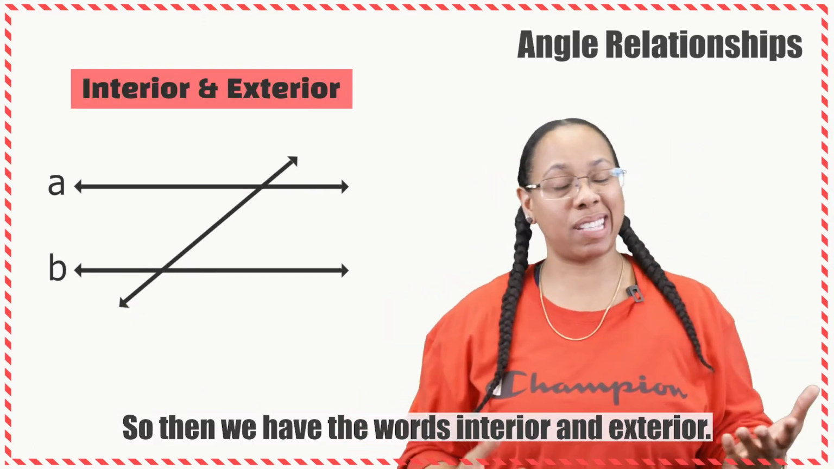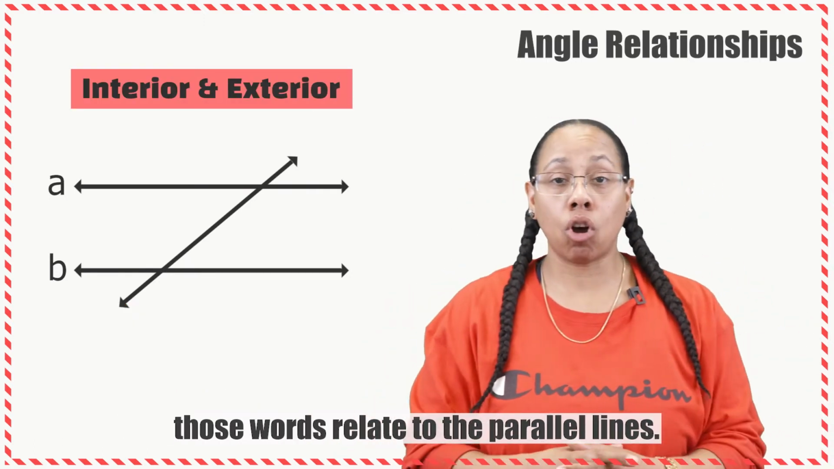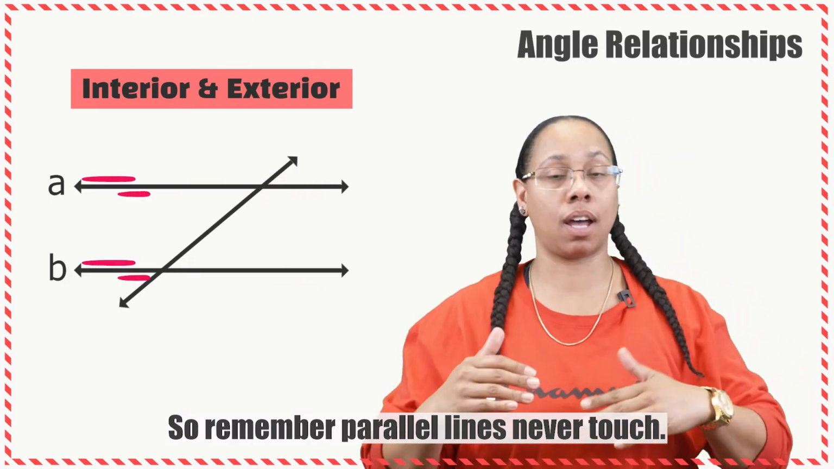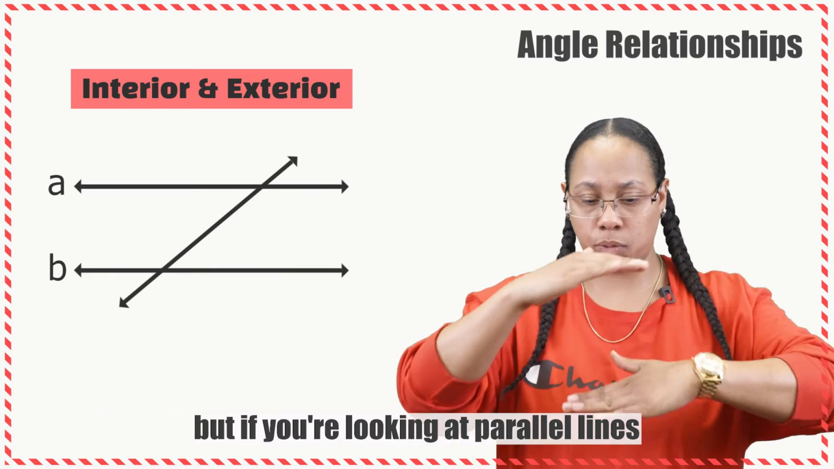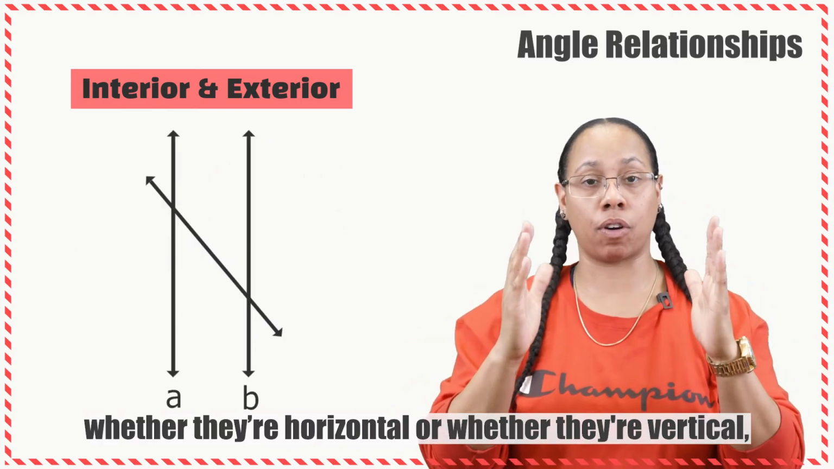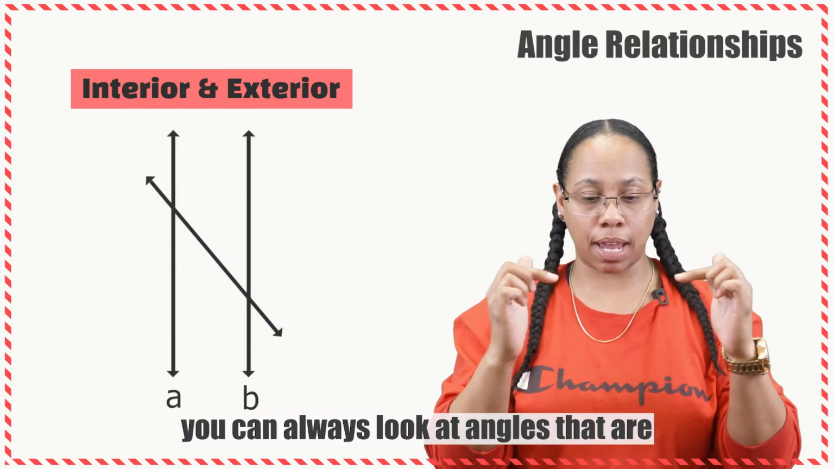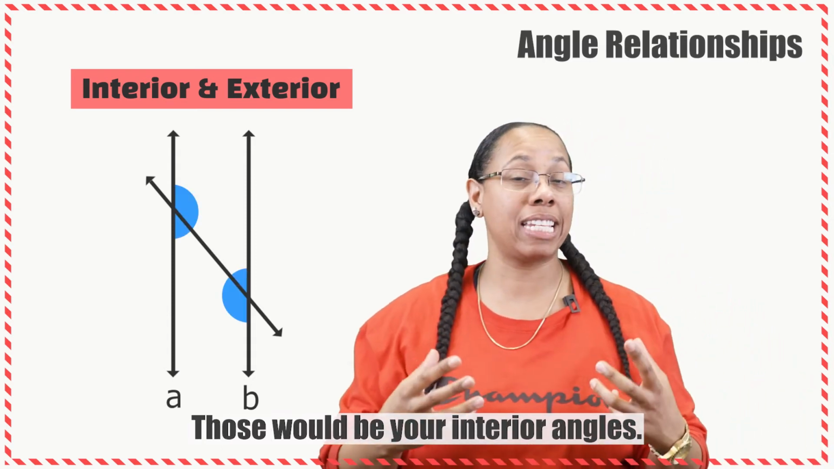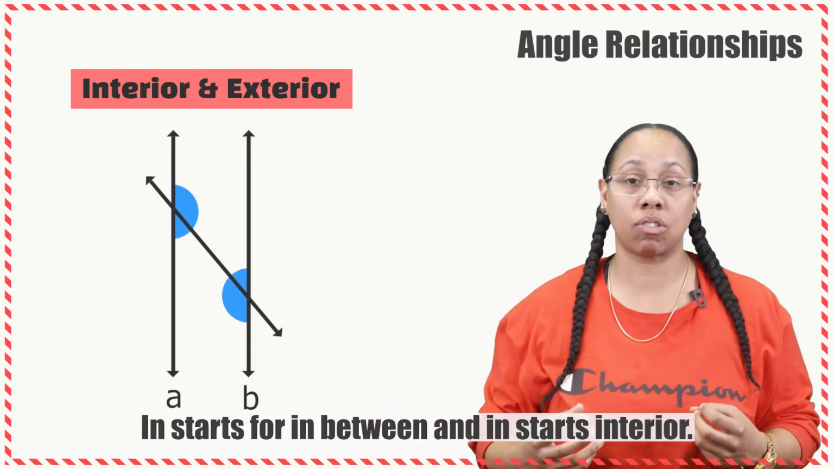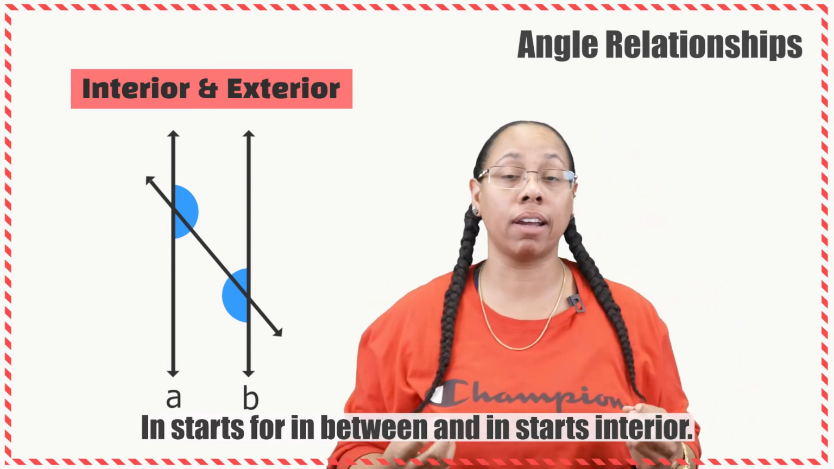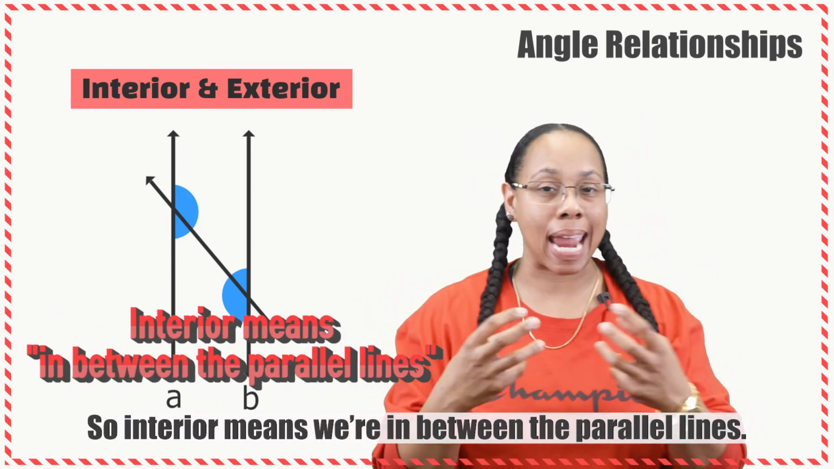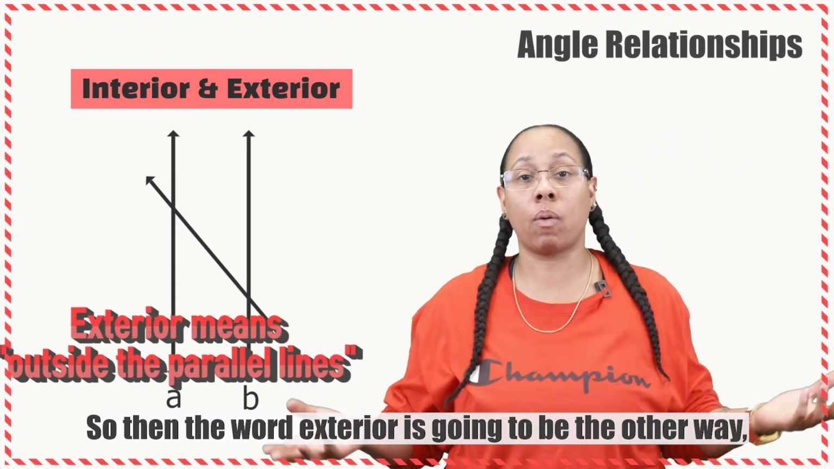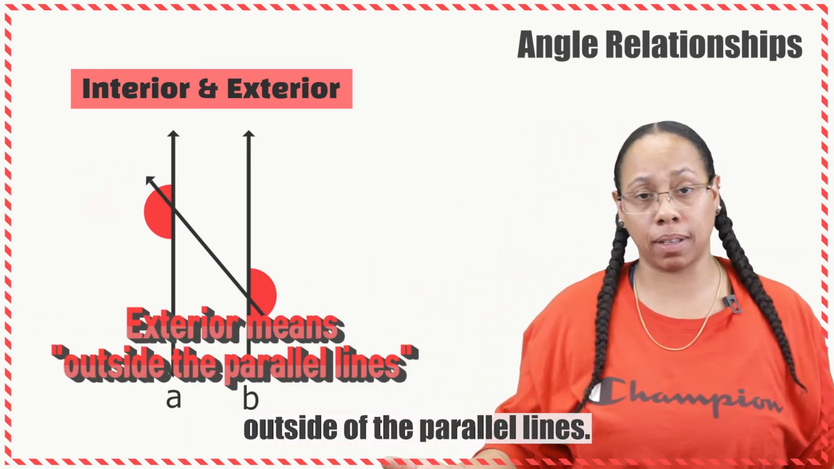Then we have the words interior and exterior. Those words relate to the parallel lines. Remember, parallel lines never touch. But whether they're horizontal or vertical, you can always look at angles that are in between those parallel lines. Those would be your interior angles. In starts for in between, and interior starts with in. So interior means we're in between the parallel lines. The word exterior is the other way, outside of the parallel lines.